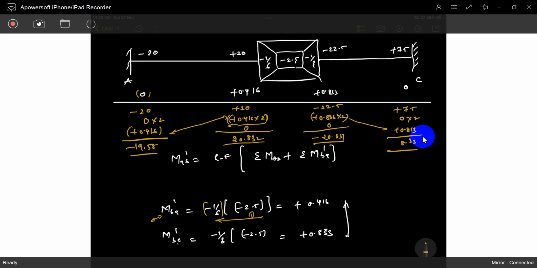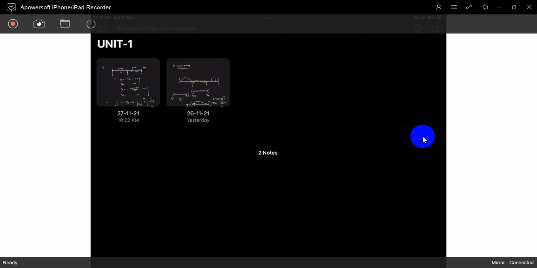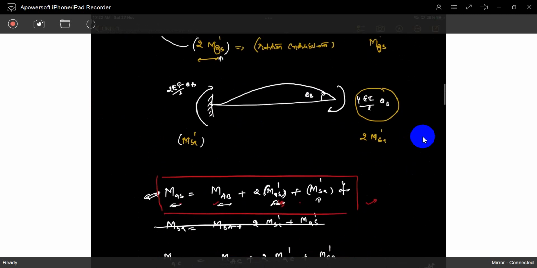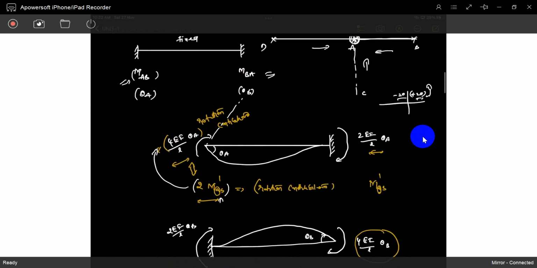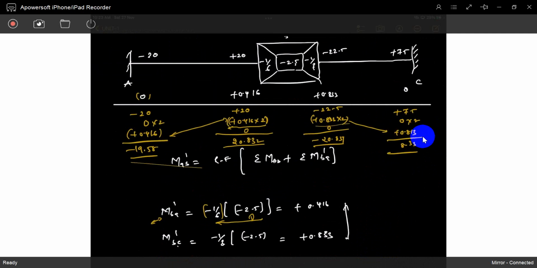Previously it's a distribution factor multiplied with unbalanced moment. So now we just multiply with half because we taken that as 2 MA. Are understood? Previously we taken what is that value? It's just taken as 2 MA. That's why we come as half. So if you keenly observe it, both are the same. That's my intention, to understand it. Everything is the same.